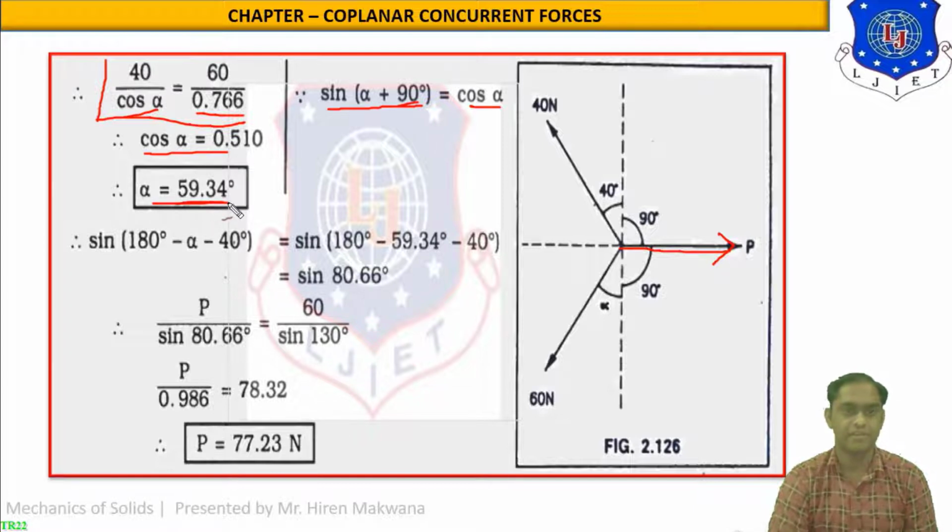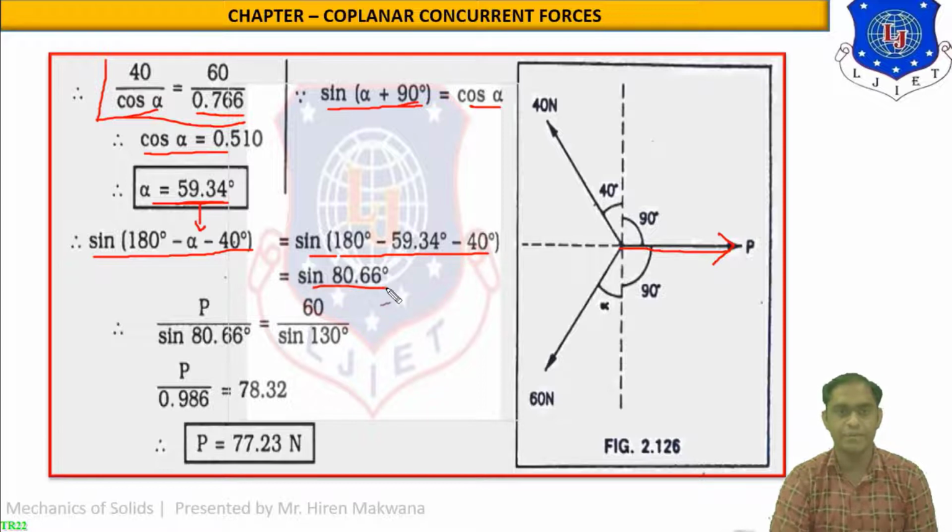Now this is alpha, our first answer actually. Now in the first term the denominator will be sine of 180 minus alpha minus 40. So just replace this alpha over here. You will get sine of 180 minus 59.34 minus 40.